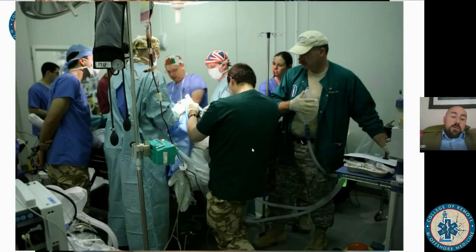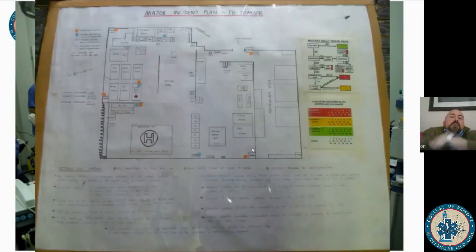This is an example of a combat injured casualty in Afghanistan around 2009 being treated by the full available surgical team, both US and UK, and it looks like there's a Welshman in the background there as well. A mass casualty or major incident plan is something that you very much should rehearse before you've even undertaken the activity you've gone off to go and do.